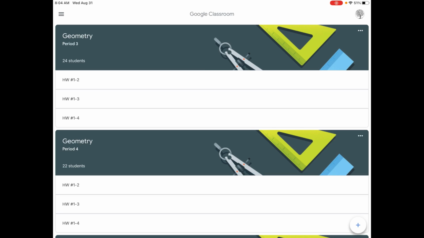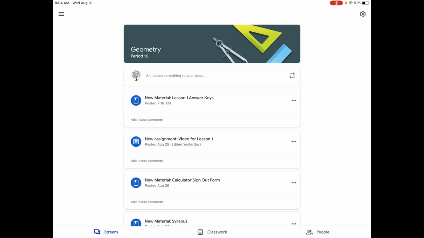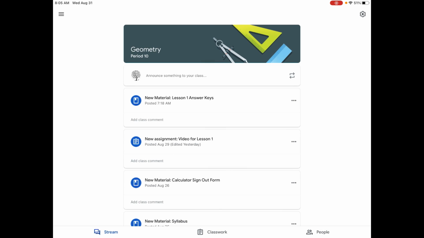Okay, we are on lesson 2, but before I get into lesson 2, I just want to show you where I'm posting the homework answer key because I want you to be able to check that. It's right here in the announcements. It's like the last thing I did, but you can also get it in classwork.